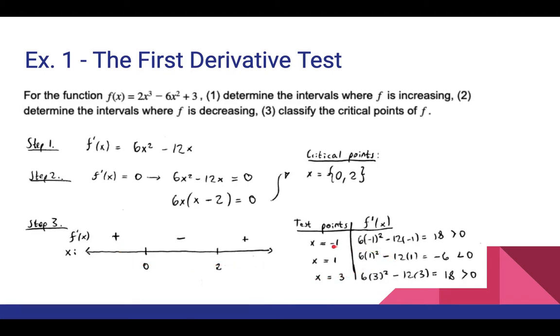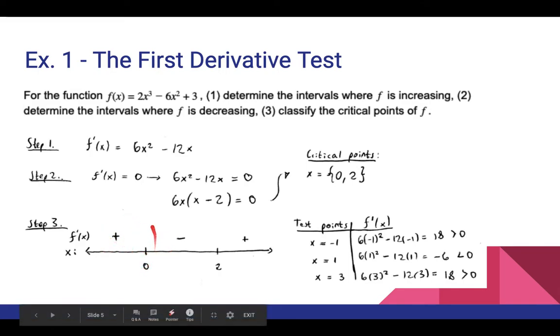So for less than 0 I can use x equals negative 1, which gives me a value for my first derivative that's greater than 0. For x equals 1, between 0 and 2, we're going to get something less than 0. And then for x equals 3, which is beyond 2, we're going to get something greater than 0 again. Again, you can use any test point between the critical points in order to determine your function's behavior. So we see the derivative is positive for less than 0, negative between 0 and 2, and positive for greater than 2. So that tells us that our function's increasing from negative infinity to 0.